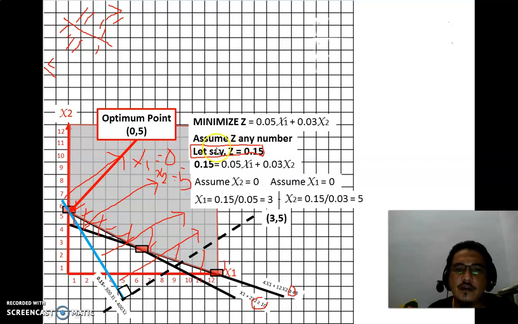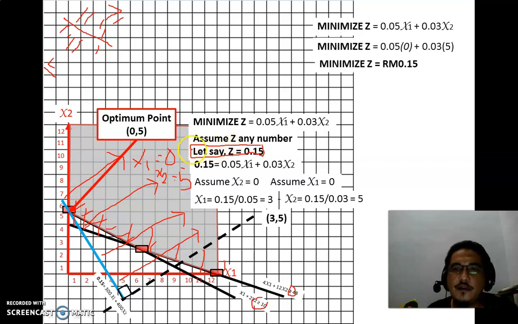Insert 0 and 5 into the formula of the objective. That means the minimization of Z is 15 cents. Inserting s1 and s2, 0 and 5, into the formula means our cost to produce the product is minimized, and the minimized cost is only 15 cents per unit.